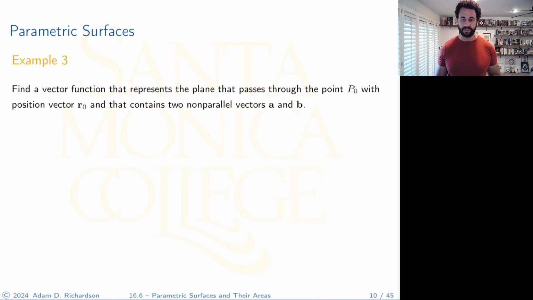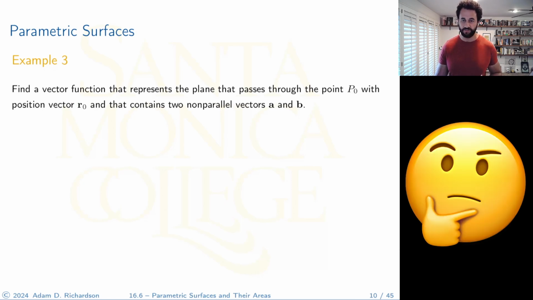Okay, let's do another example. This one is important, and it's also very natural and very nice. I want you to try to find a vector function that represents the plane that passes through the point P naught with position vector R naught, and it contains two non-parallel vectors A and B, right? So this is one I definitely want you to think about on your own for a minute.